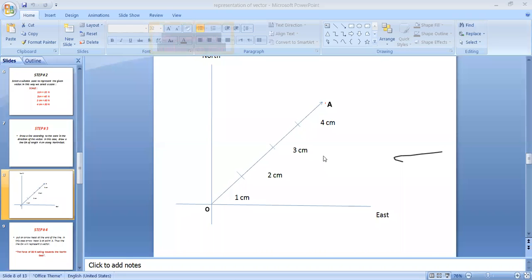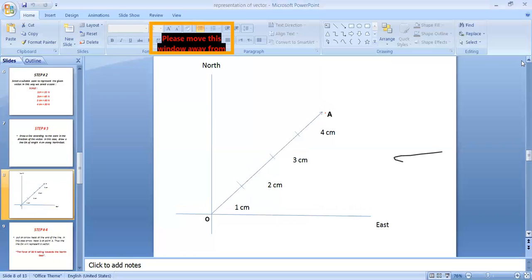Okay, first of all, you have to make a horizontal line east, then a vertical line north, clear? Then put your scale at this 0 point, clear?